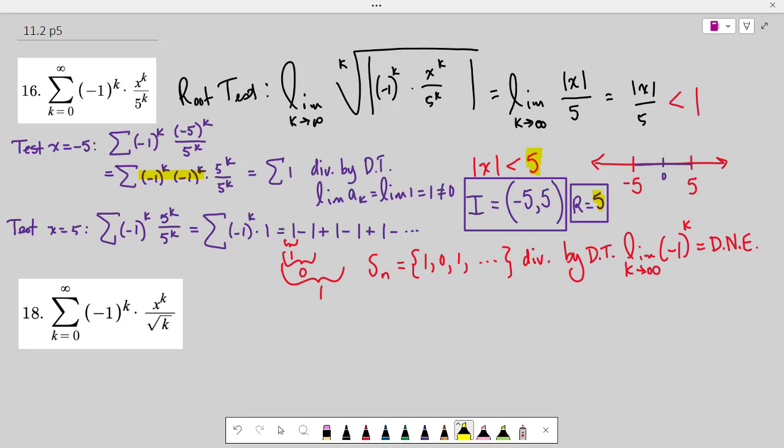But it doesn't touch. So when we say the radius is 5, we mean that it can exclude or include that endpoint. So the radius just gets us to the endpoint, but doesn't tell us whether we include it or exclude it. That's why we have to do more than just the radius.